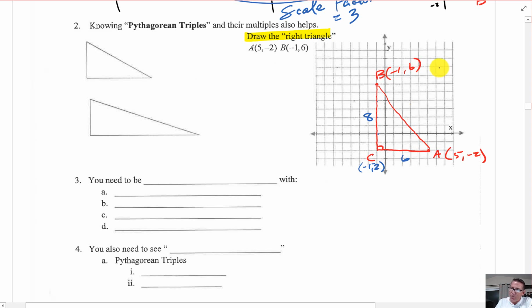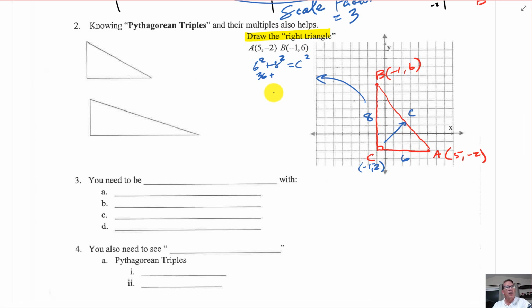Let's figure that out. Let's use the Pythagorean theorem, right? So 6 squared plus 8 squared is equal to, you can call it C if you want, or we'll just call it little c. C squared. So 36 plus, pause the video and complete it. Finish it, okay? Go for it. Okay, don't wait for me. All right, be a good student.